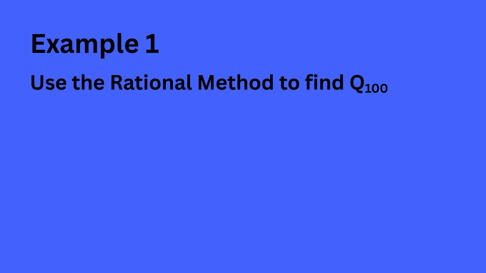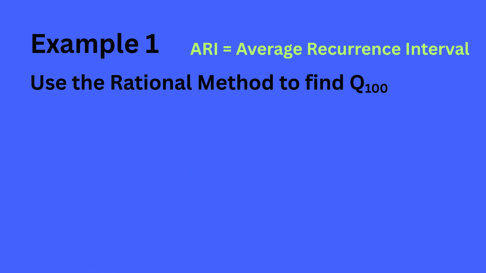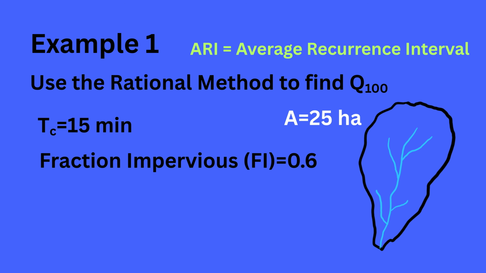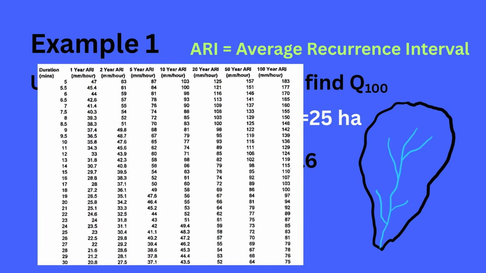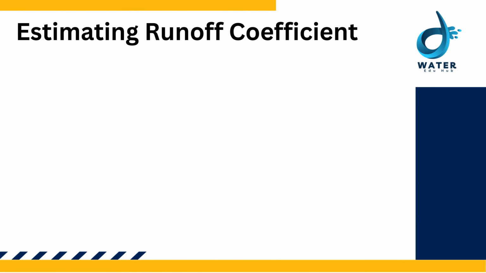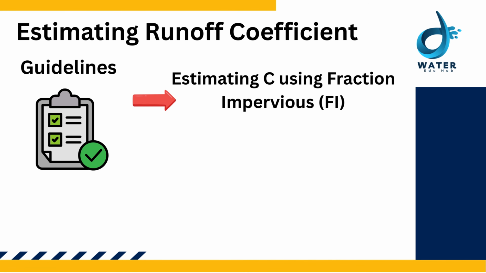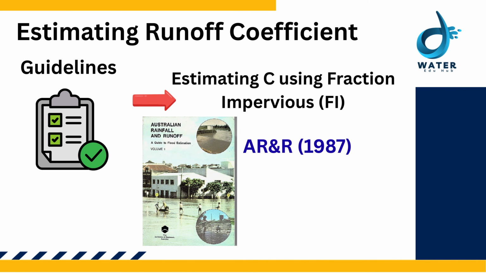Let's get started. In our first example, we want to use the rational method to calculate the 100-year ARI peak flow for a 25-hectare semi-urbanized catchment with an estimated time of concentration of 15 minutes. The fraction impervious in this catchment is 0.6, and the IDF table for this site is also available. Different guidelines may use different methodologies to calculate the runoff coefficient using the fraction impervious. In this example, we use Australian Rainfall and Runoff Guidelines 1987.